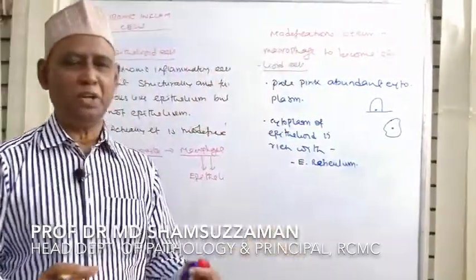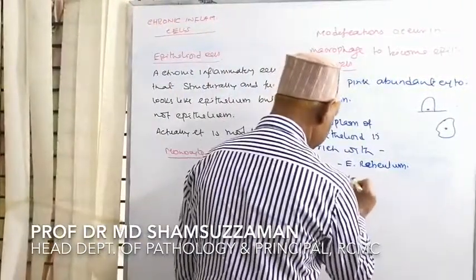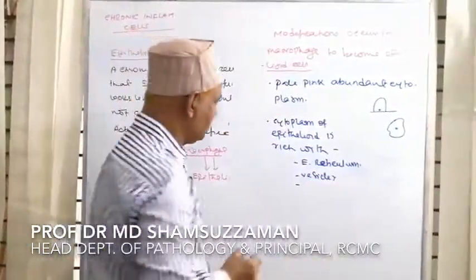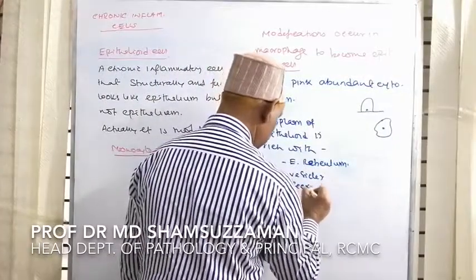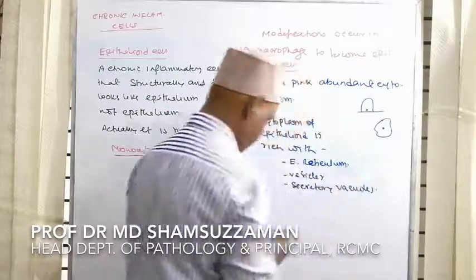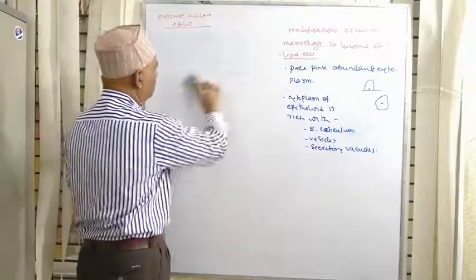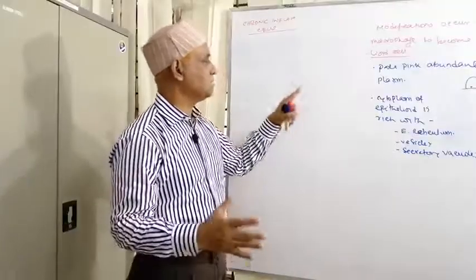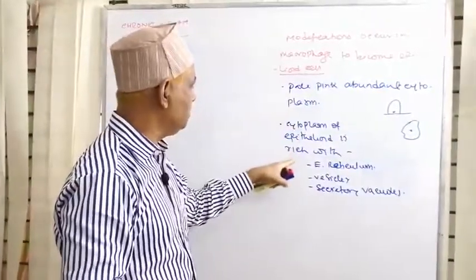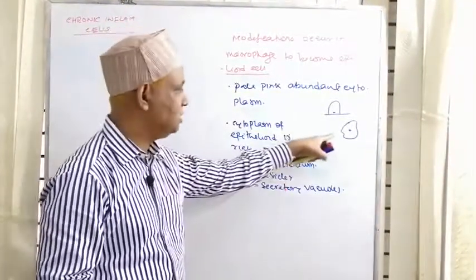You know, endoplasmic reticulum is associated with synthesis, and it is rich with vesicles, and cytoplasm is rich with secretory vacuoles. Our epithelial cells are secretory. We don't get such type of secretions from the macrophage. When the macrophage is modified like this, the modified macrophage becomes secretory because it contains secretory vacuoles, vesicles, and endoplasmic reticulum, like that of the epithelium.